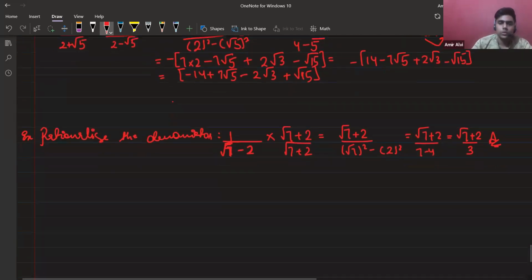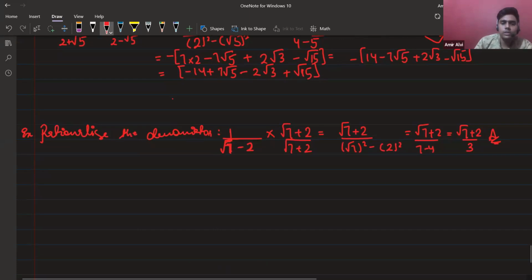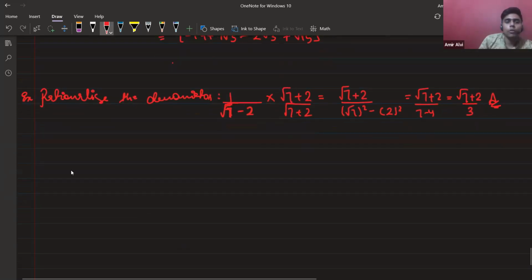So Simran, this is the thing in the rationalization of denominator. The last thing left is laws of exponents for real numbers. Basically, laws of exponents means something like 17 square dot 17. Can you tell me what will be the answer in terms of exponents?